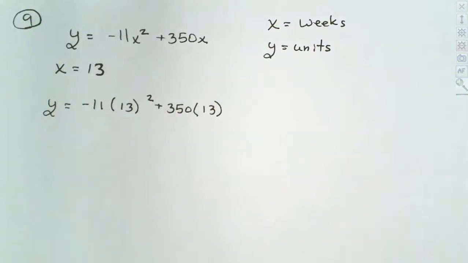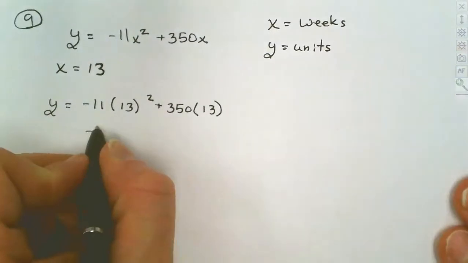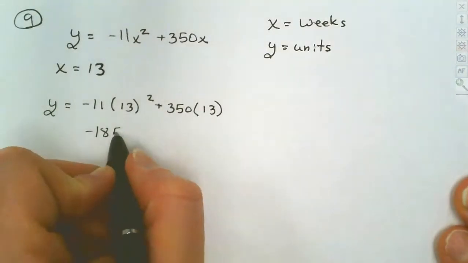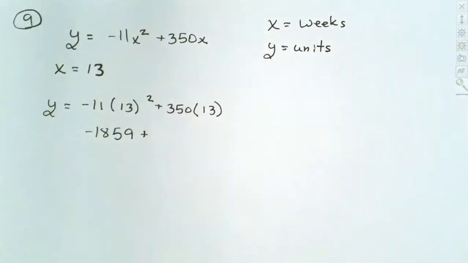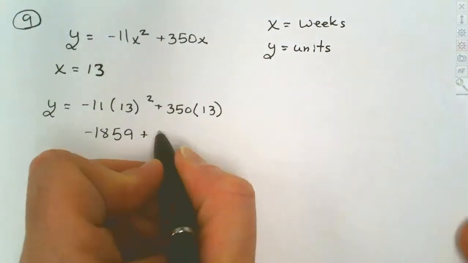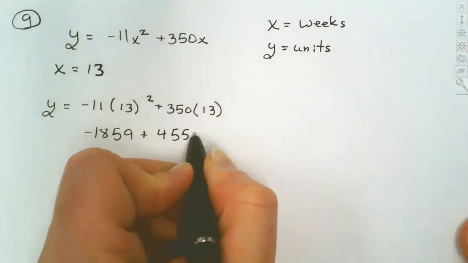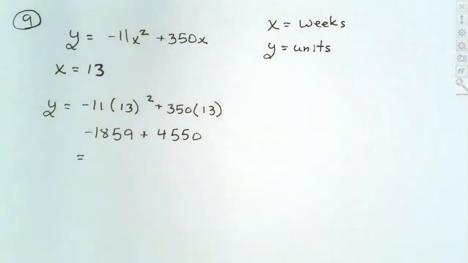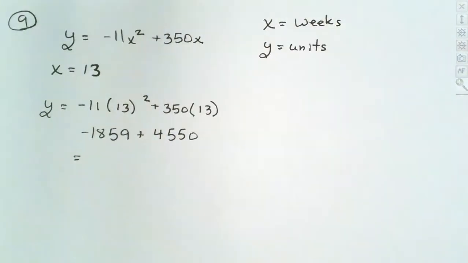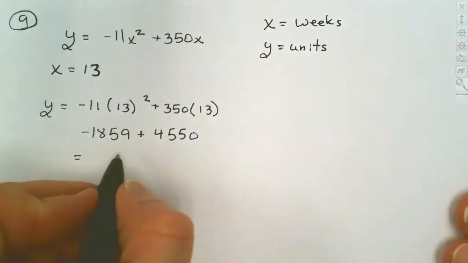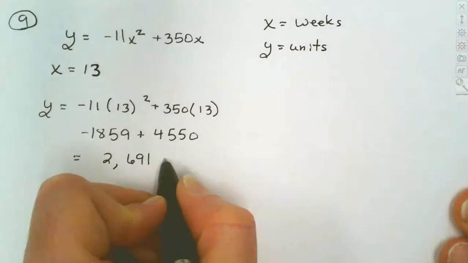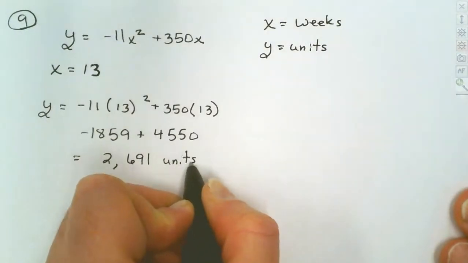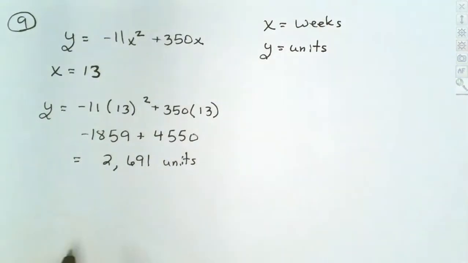So we've got 13. We'll square that, multiply it by a negative 11. And that gives me a minus 1859. And then we've got 350 times 13. That is a 4550. We'll add those together. So we'll combine them. And we should expect to sell 2,691 units. So that's what we would expect to sell.